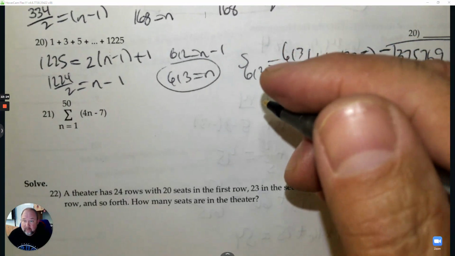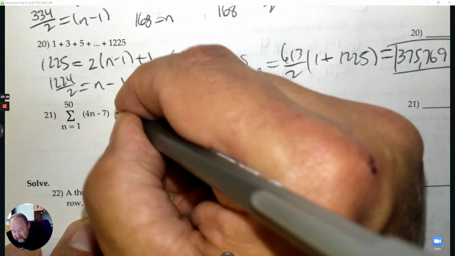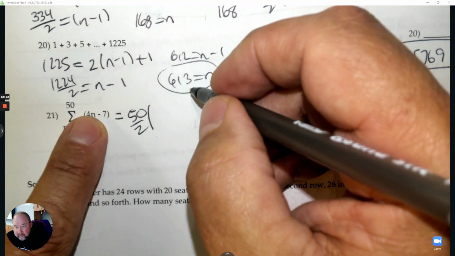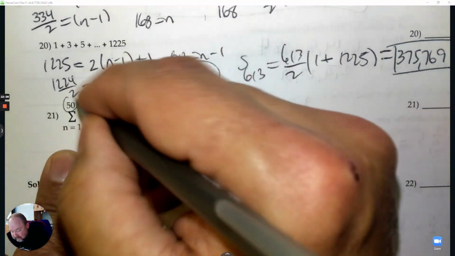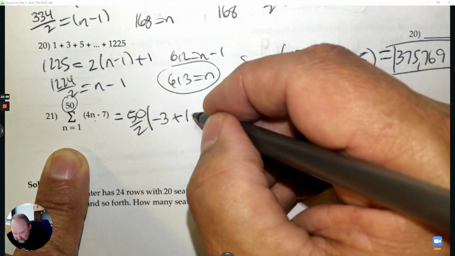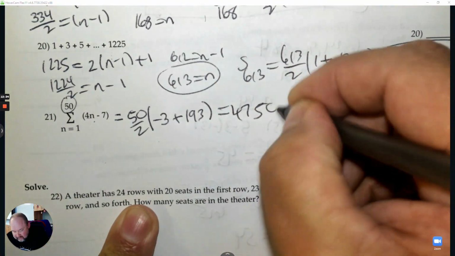The next one is in sum, or summation notation, or sigma notation. This is the easiest. There are 50 terms, so it's 50 divided by 2. To find the first term, plug in 1, so 4 times 1, take away 7. To find the last term, you plug in 50. 4 times 50 is 200. Take away 7 is 193. And then use your calculator, and you get your answer.